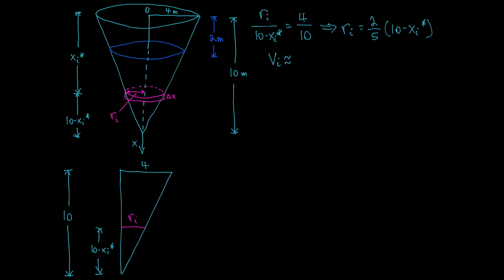So we take the volume, which is going to be pi r squared, so pi Ri squared for us, times delta x, because it's the area of the face of the disk times the height of the disk, the little thickness. So that's 4 pi over 25 times 10 minus xi star squared delta x.